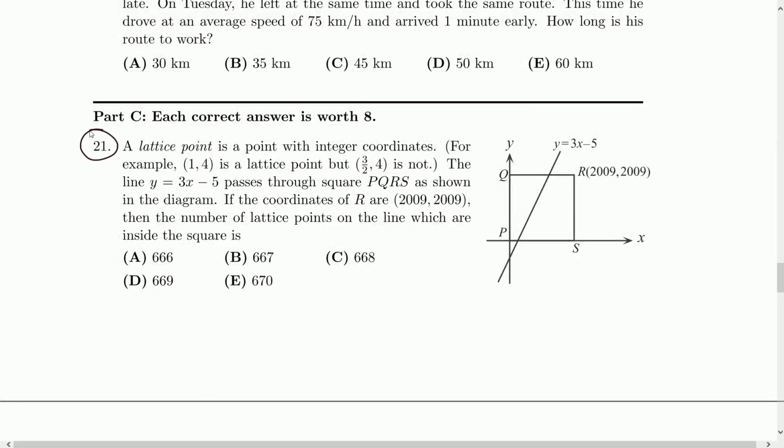A lattice point is a point with integer coordinates. For example, (1, 4) is a lattice point, but (3/2, 4) is not, because 3/2 is not an integer. That's all it takes, just one of them being not an integer, and it's not a lattice point. The line y equals 3x minus 5 passes through square PQRS as shown in the diagram. Oh yeah, it really does.